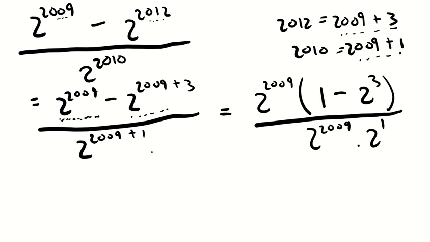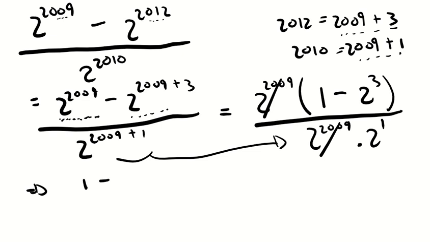I'm just rewriting this way. It's one of the laws of exponents. This one will cancel with this one here, and then all in all we will end up having 1 minus 2 to the power 3 over 2. 2 to the power 3 is 8, so it's 1 minus 8 over 2. 1 minus 8 is equal to -7, and then 2 at the base is going to remain there, and that's how you do it.